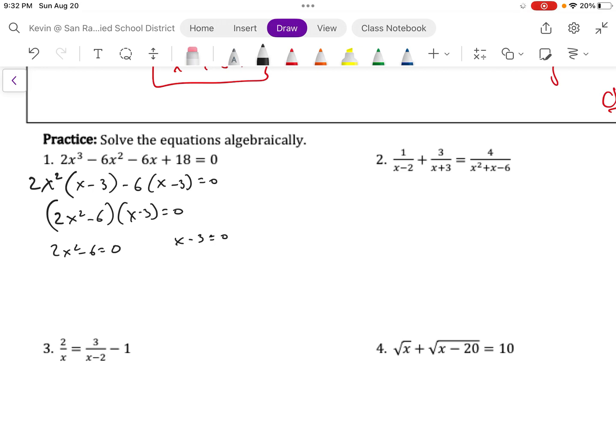I'm not explaining this setup here. This to this, I shouldn't have to. We're in pre-calculus now. If you're not sure how it is that I'm doing this, you need to see me during access or before or after class, because that's algebra 2 stuff.